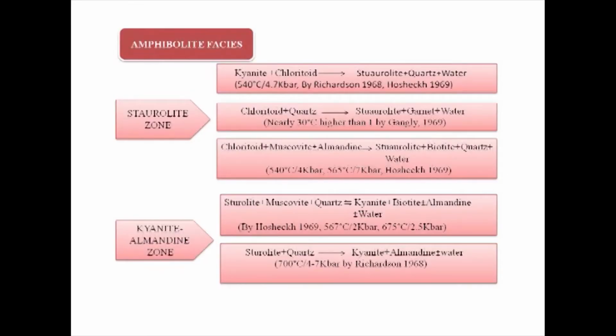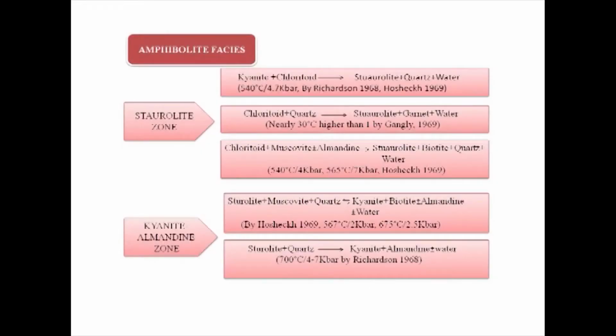Now, the next zone is the kyanite almandine zone. When staurolite reacts with quartz in the presence of muscovite, it forms kyanite plus biotite plus almandine. The disappearance of staurolite represents the beginning of the kyanite almandine zone. The reaction is staurolite plus muscovite plus quartz give rise to kyanite plus biotite plus or minus almandine plus or minus water. This reaction was carried out by Hoschek in 1969 at 567 degree centigrade 2 kilobar, 675 degree centigrade 2 to 5 kilobar.